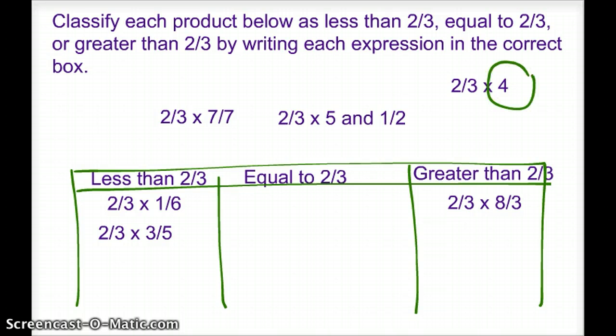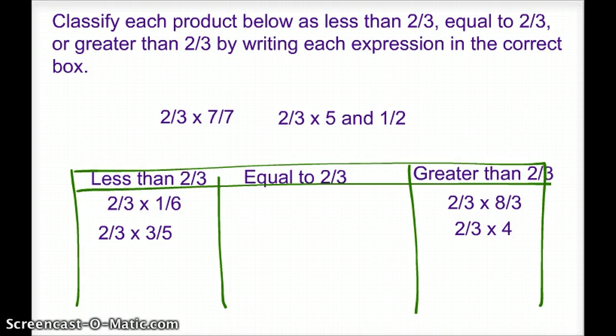2/3 times 4. What is 4? A mixed number, a fraction, an improper fraction, or 1? 4 is a mixed number because it is a whole number. That's not 1. Since I'm multiplying by a number bigger than 1, my answer is going to be larger.